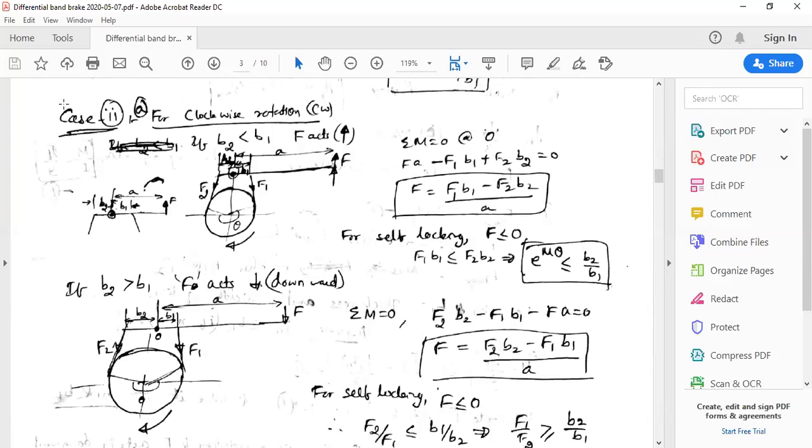Now let us begin with case 2, where the lever is upside. The lever is placed at the upper side.